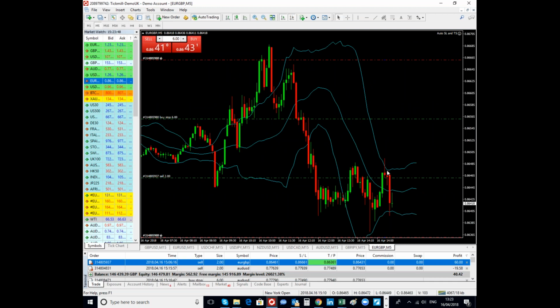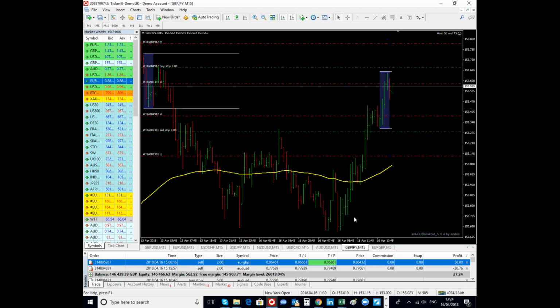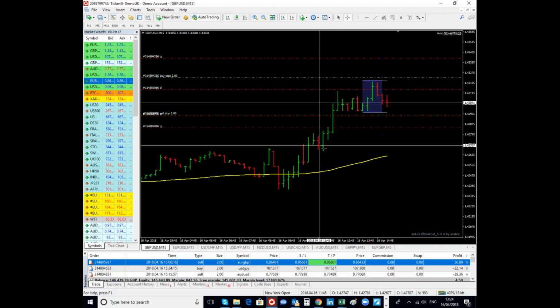Really, that's where I wanted to get in, was here. Ideally when it pushed into it. This is when I would have wanted to get in. See, it looks like it's starting to stagnate a bit, isn't it? But then this could be it. Pushes up, pulls back, and keeps going. Let's see. Pound dollar, not showing much at the moment.